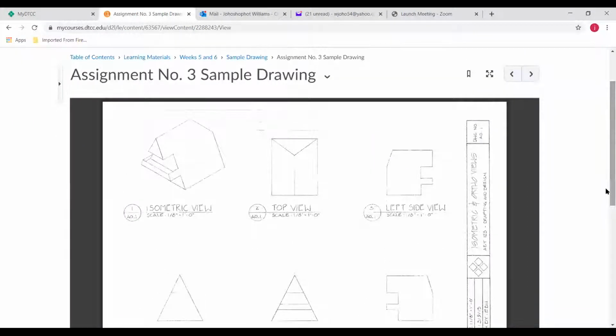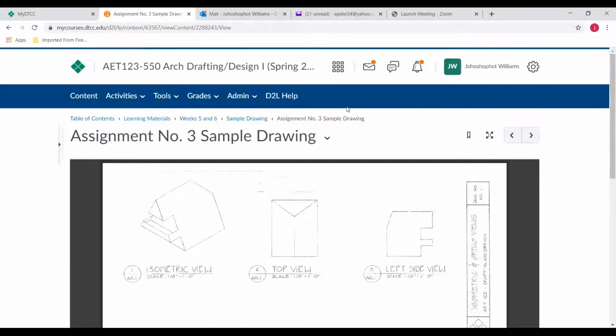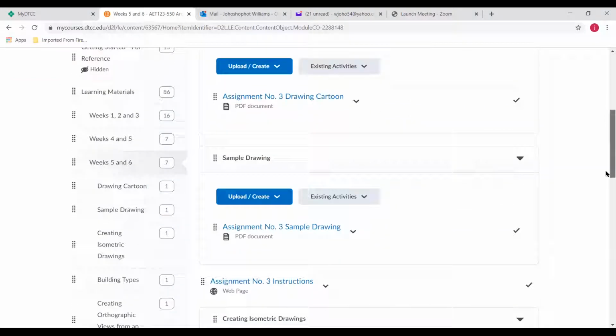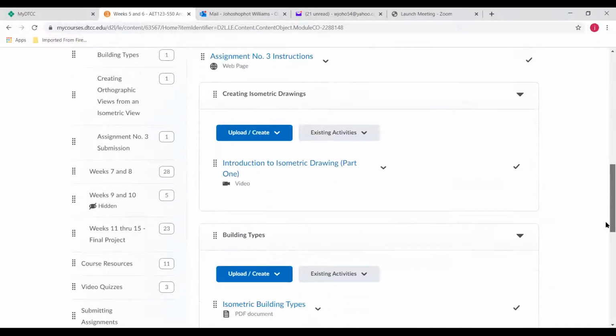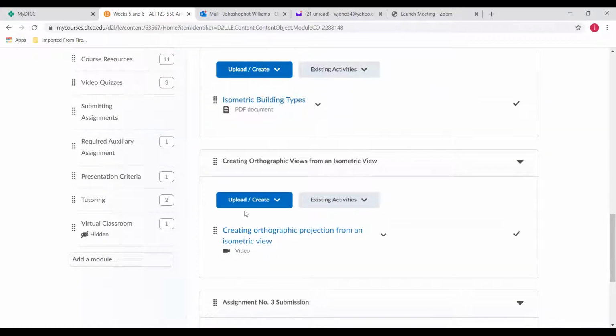I think most of you have finished the isometric view, and I think some of you have started on the two-dimensional orthographic views. If you haven't started on the orthographic views, before you do so, I want you to go to D2L and come down to where it says right here. I want you to watch this video first.